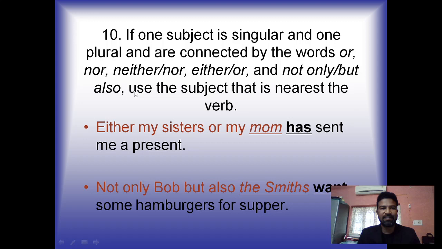Because the sentence is given here, use the subject that is the nearest to the verb. Say for example, either my sisters or my mom has sent me a present. So the verb has, the nearest subject is mom, singular. Actually, though it is sisters plural here, remember the second subject is very close to the verb. So to make it even simpler, I'll explain to you in Telugu.